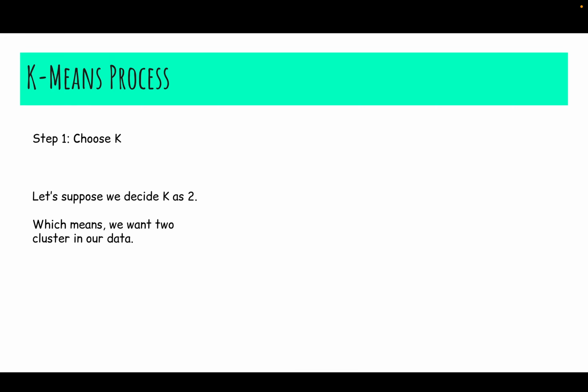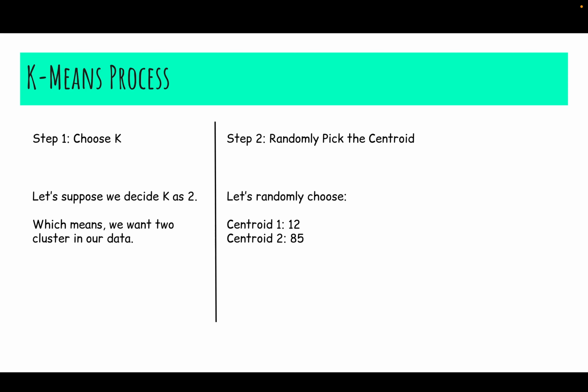So now let's look into the k-means process. The first step is choosing the value of k, which is the number of groups. Let's suppose we decide k is 2, which means that we want to separate the data into two clusters. And then we have to pick the centroids. Consider we pick centroid 1, which is 12, and centroid 2, which is 85.